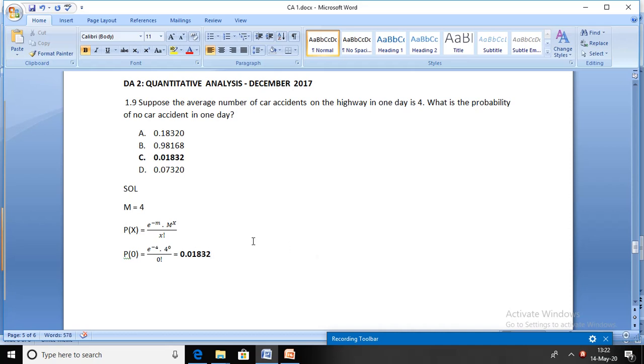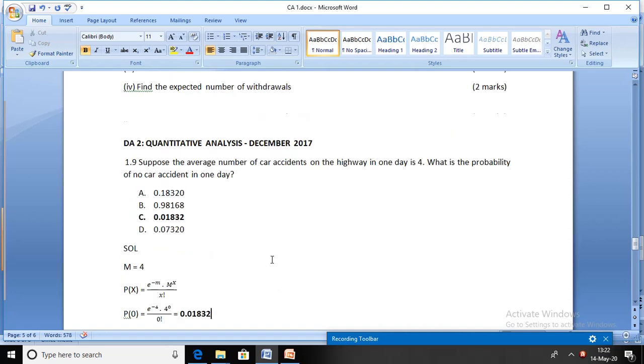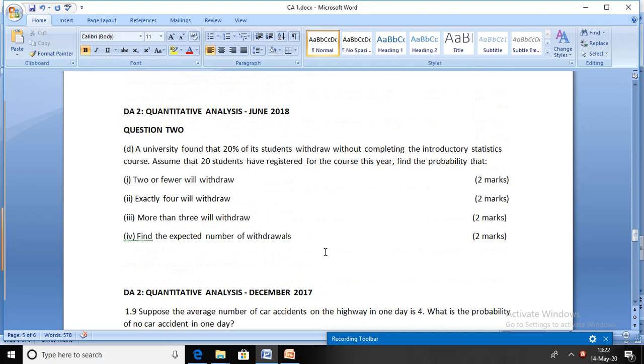So you can use your calculator to find those answers. Let me look at the next question. The next question comes from June 2018, DA2 Quantitative Analysis. This was question 2 of that examination paper.